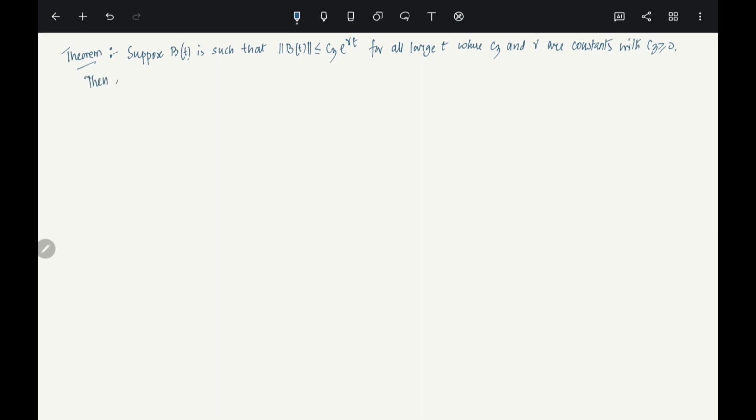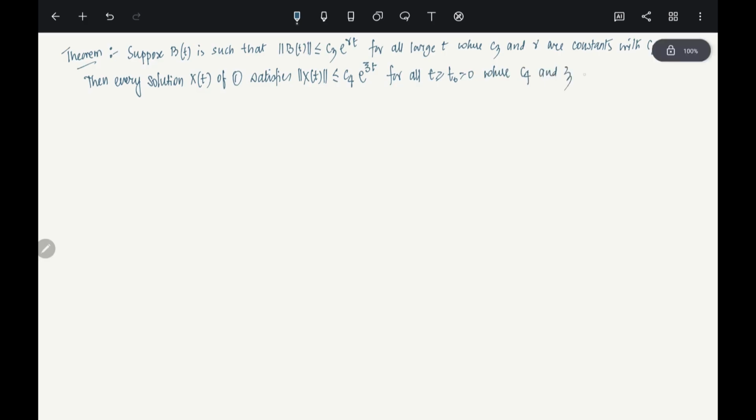Then what we can say is every solution x of t satisfies that the norm of x of t is dominated by some constant c4 times exponential xi t, for all t large enough, that is greater than or equal to t naught, which is of course greater than 0, where c4 and xi are constants with c4 greater than or equal to 0.